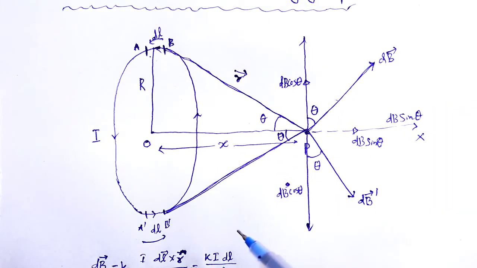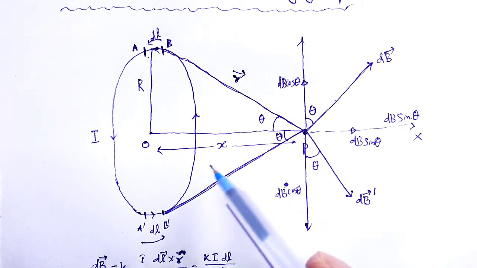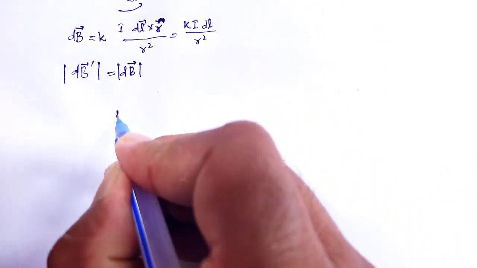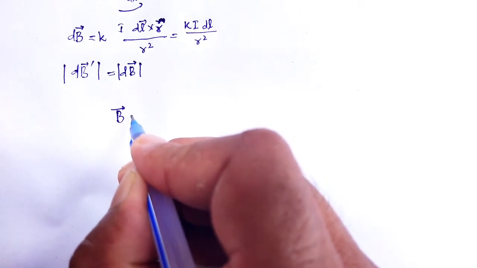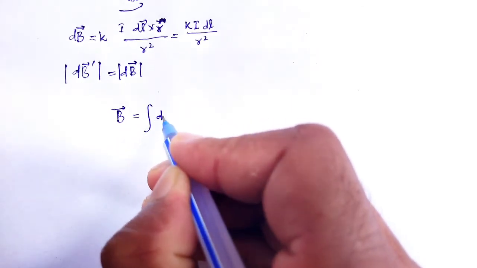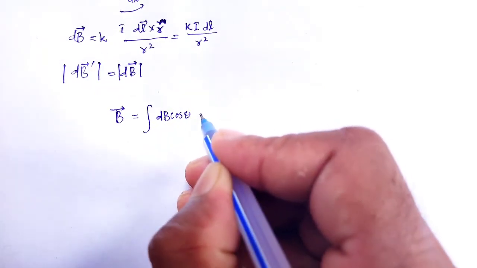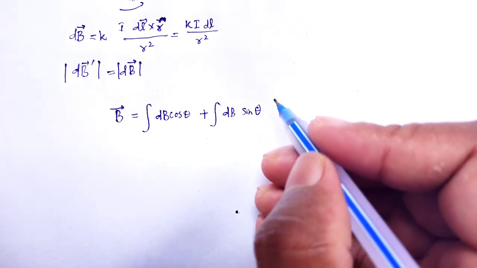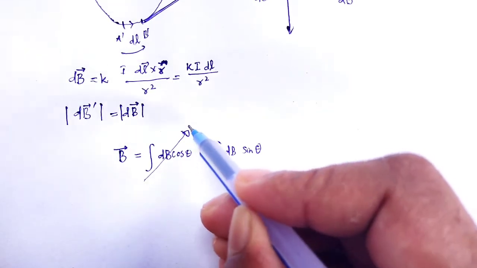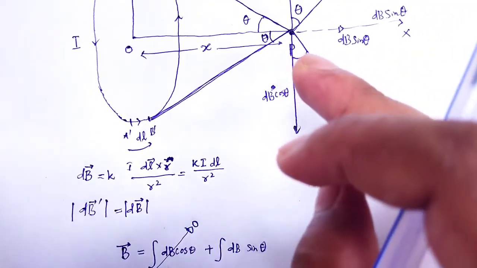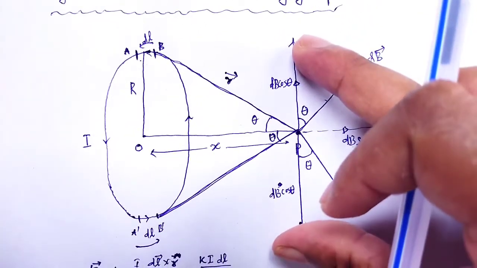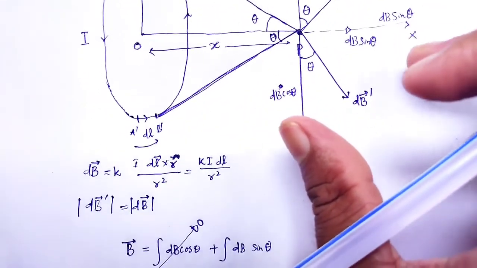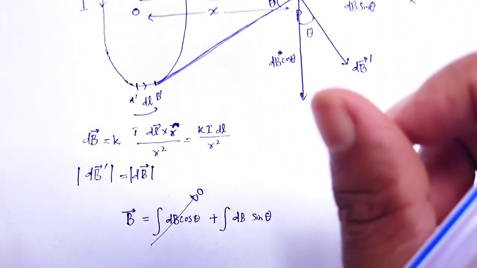Now the net magnetic field intensity at point P due to that current carrying circular coil, here total magnetic field B is equal to integration of the dB cos theta term plus integration of the dB sin theta term. Look here, the dB cos theta term will be 0. Why? As the y components are equal and opposite, they cancel with each other, and only the x component, that is the dB sin theta components, exist.